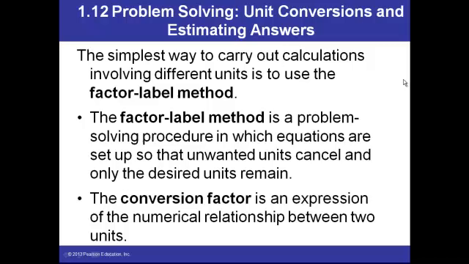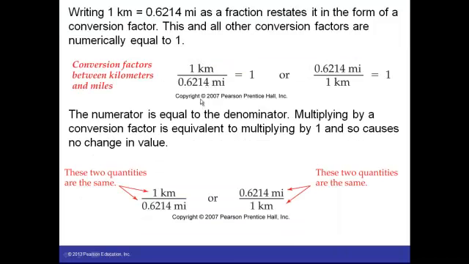So we've already started talking about conversion factors being an expression of the numerical relationship between two units. So it's essentially setting the equation equal to 1, just like we did with our kilometers and our miles. In our kilometer-mile example, we know that 1 kilometer has 0.6214 miles. So if we set this equal to 1, we can say 1 kilometer over 0.6214 miles equals 1. And again, that's because these distances are the same. If I walk 0.6214 miles, I've also walked 1 kilometer.